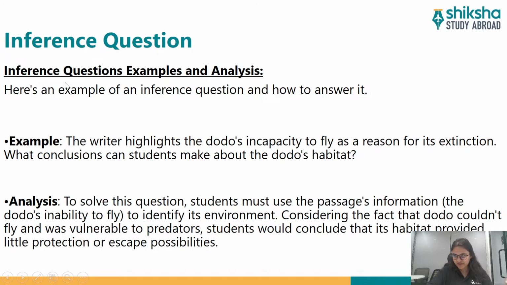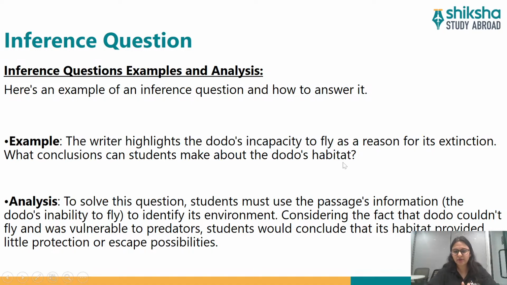So let me also read it out from here. Inference questions, examples, and analysis. So here is an example of an inference question and how to answer it. I have also given you the analysis so that later on when you are rewatching this video, or in case you want to see how we actually derived the answer, you can do that. For example, the writer highlights the dodo's incapacity to fly as a reason for its extinction. What conclusions can students make about the dodo's habitat?